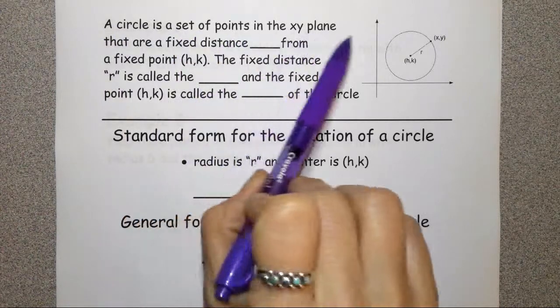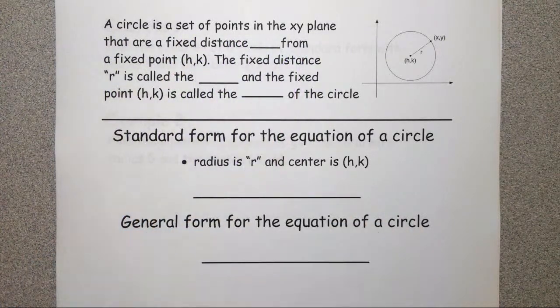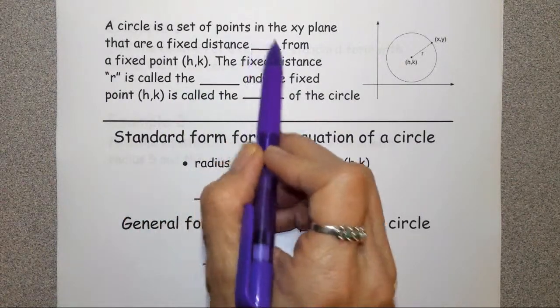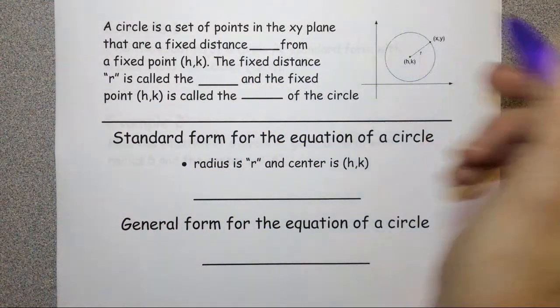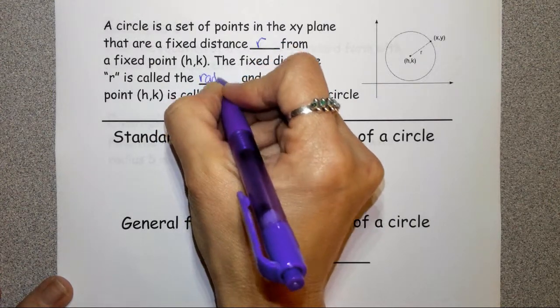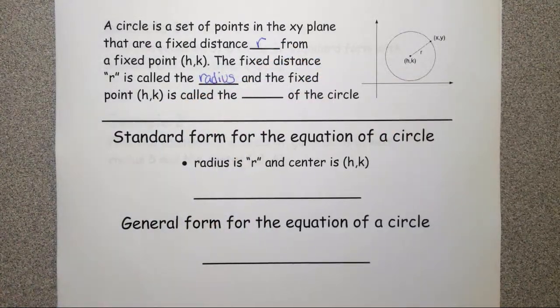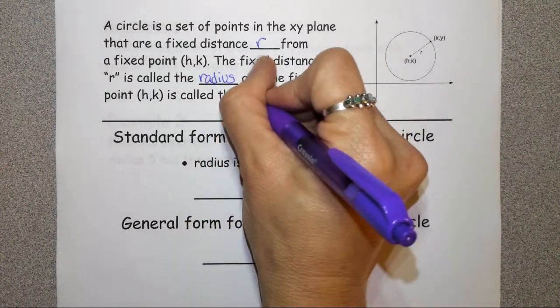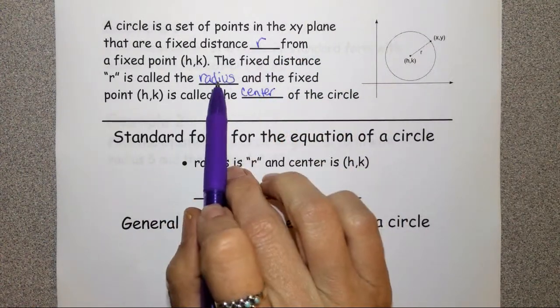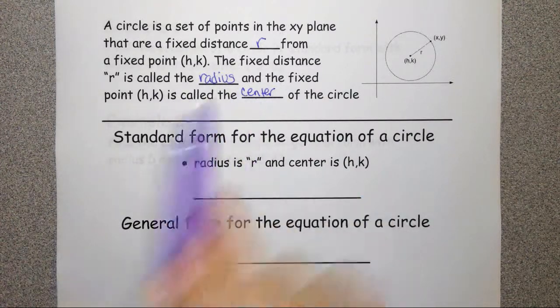A circle is a set of points in the xy plane. They're at a fixed distance from what? What are all your points a fixed distance from? The center. They're all a fixed distance from the center, and what distance is that? R, the radius. This fixed distance R is called the radius. And the fixed point (h, k) is called the center. So R is going to represent your radius, and (h, k) is going to represent your center.